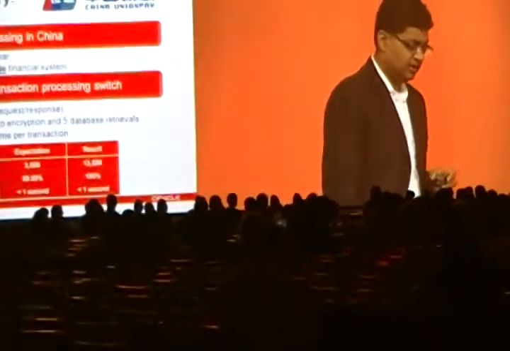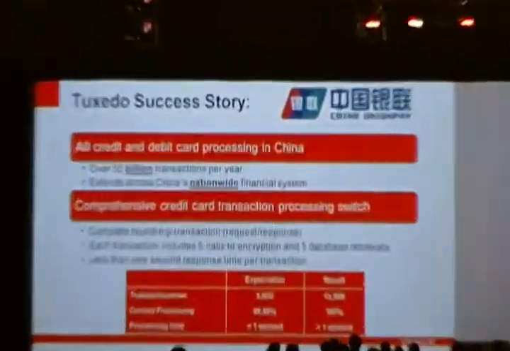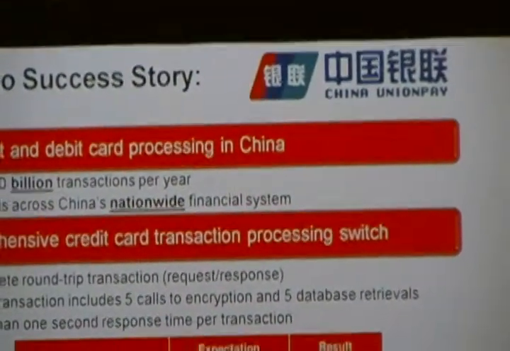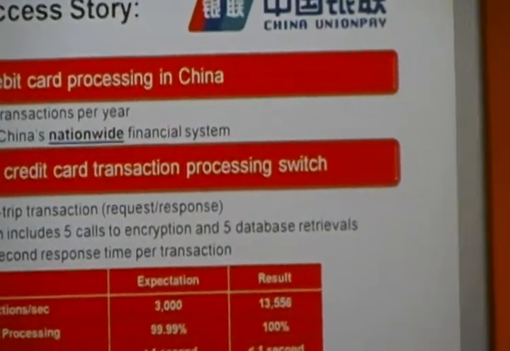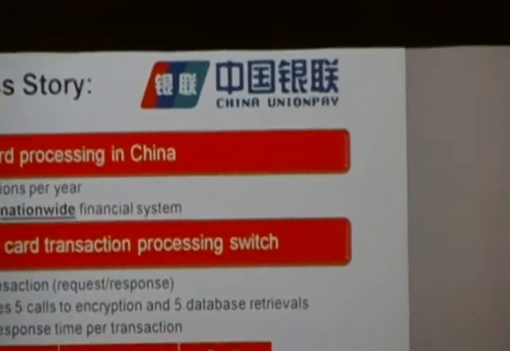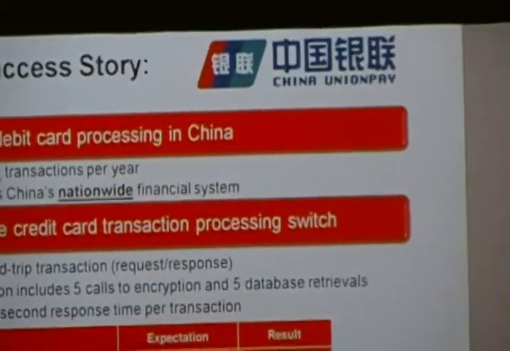I just want to share one customer story with you on Tuxedo. Like I said, Tuxedo has been around for many years. Many years ago, all the large OLTP applications used to be built on TP monitors, of which Tuxedo is one of the leading ones. We actually see a lot of new applications still being built on Tuxedo outside of mainframe modernization. China UnionPay is a great example. All credit and debit card processing in China flows through China UnionPay. Over 50 billion transactions a year.